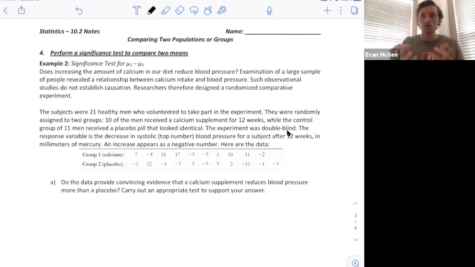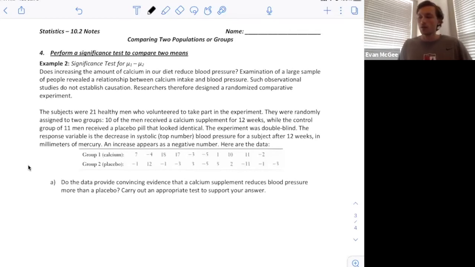And remember, it was double-blind, which means the people that receive the placebo didn't know if they were getting calcium or not calcium. And the people giving the pill didn't know if they were giving the placebo or the calcium. But that's what the double-blind aspect means. So do the data provide convincing evidence that a calcium supplement reduces blood pressure more than a placebo? Carry out an appropriate test to support your answer.